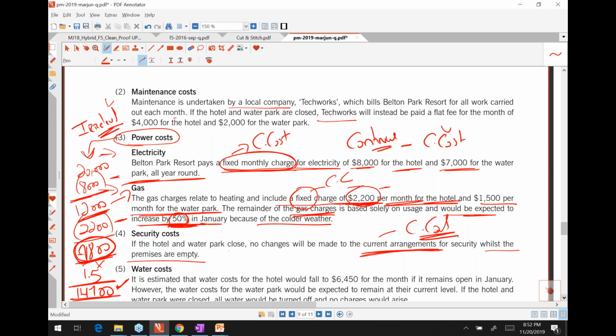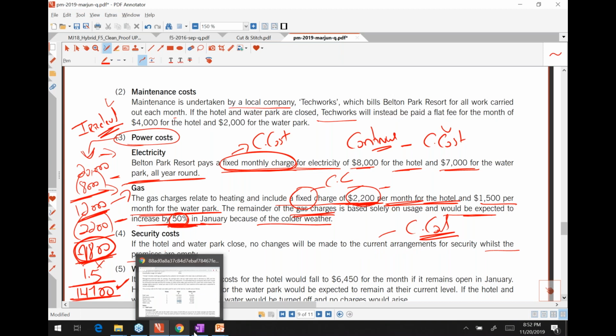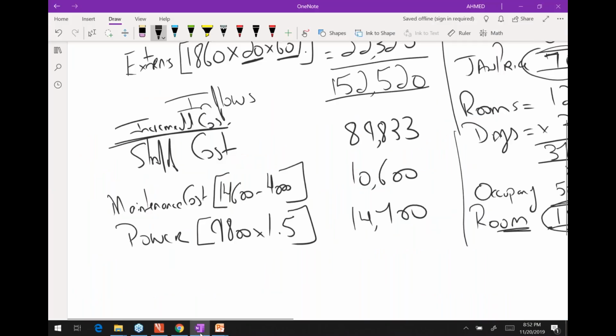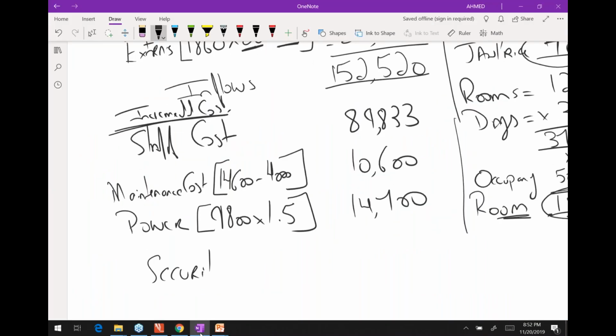Is this clear, everyone? So this is a committed cost, and nothing will be charged as far as the security is concerned. So for security, I would write there is no incremental cost, because this will continue to arise whether you close it or not.